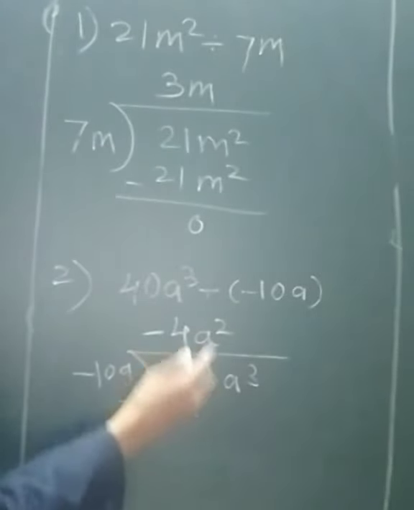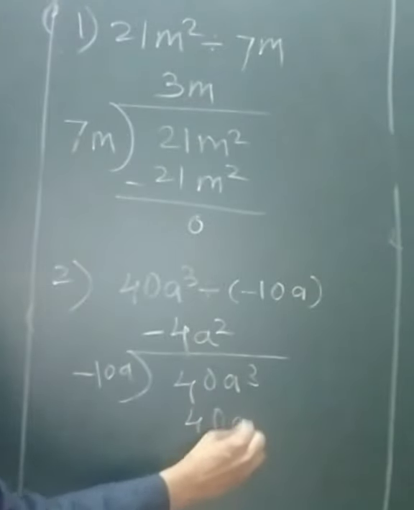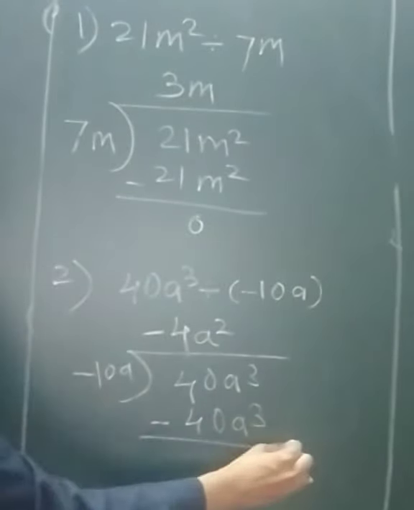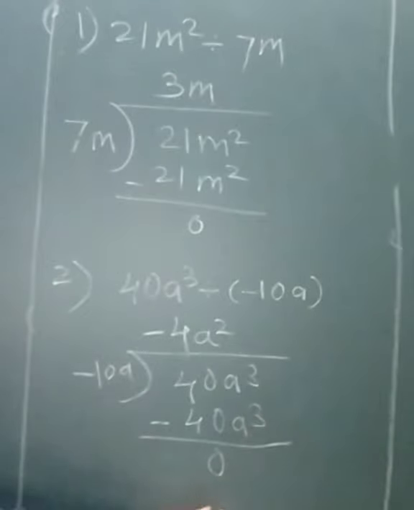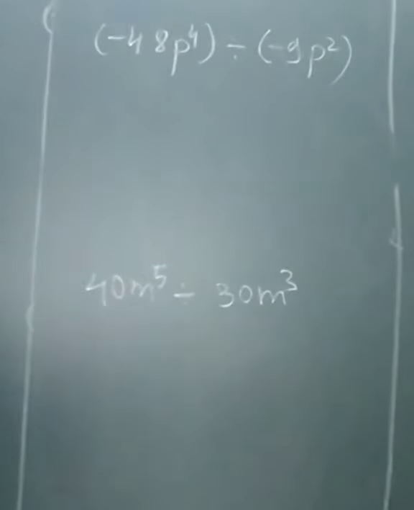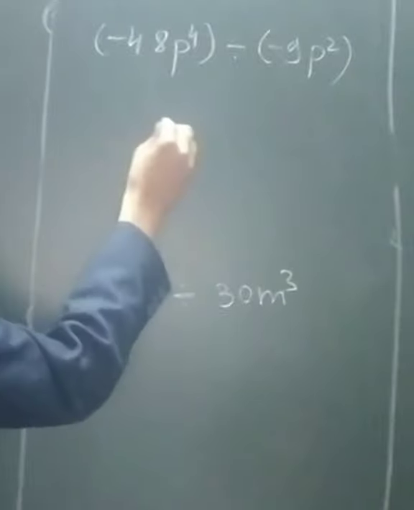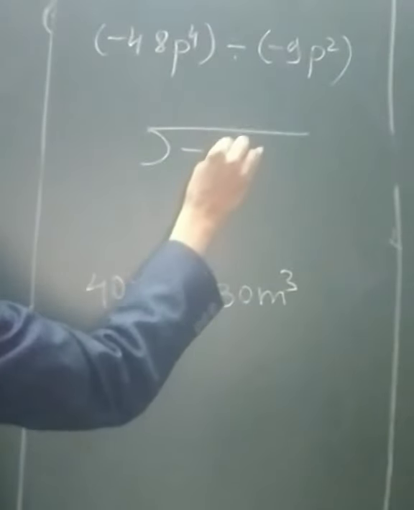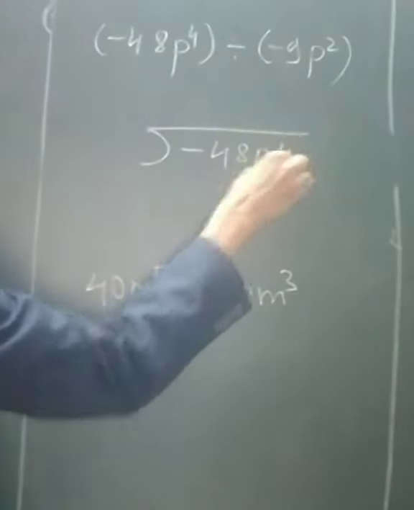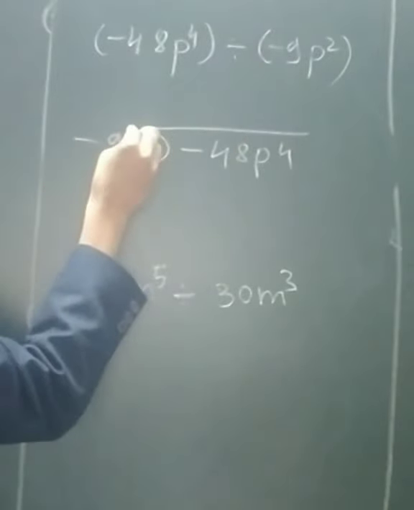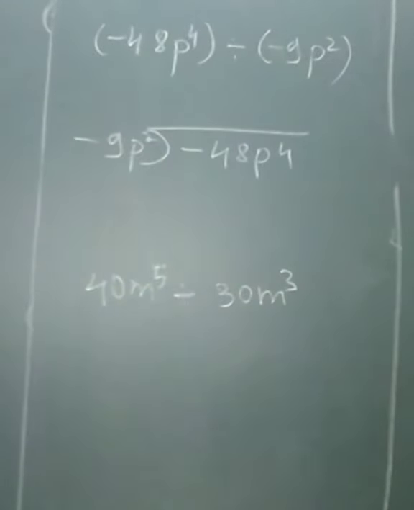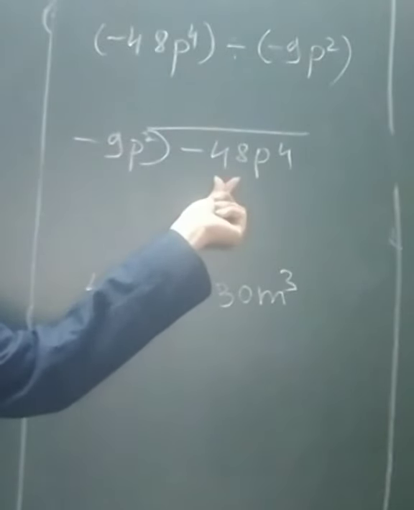So when we multiply them, we get 40a cube. So the remainder is 0 and your quotient is minus 4a square. Okay. So minus 48p raised to 4. Write down. And this is minus 9p raised to 2. Okay. Now you will ask, ma'am, how to convert this 9 into 48.